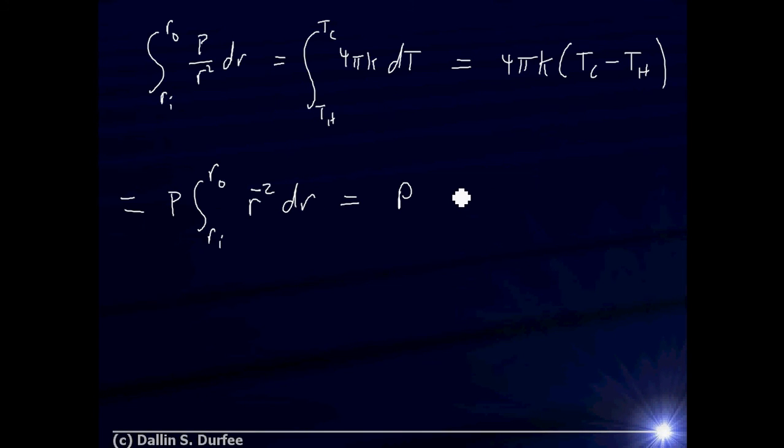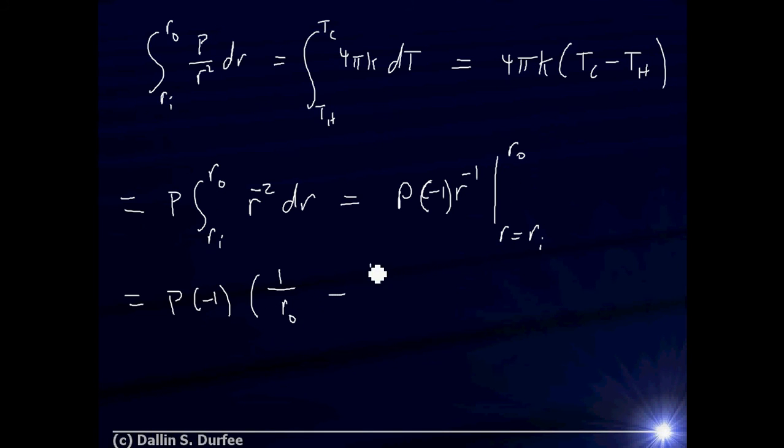And the way I integrate is I raise the power, right? So that's going to be r to the -1 times -1. And I check that by saying, what if I take the derivative? If I take the derivative, I multiply by a -1 and then lower the power. Okay, I do the derivative of that and I get my integrand, so I must have done the integral correctly, right? And then I evaluate that from r equals r inner to r outer. All right, so that's going to be equal to power times -1 times 1 over r outer minus 1 over r inner. Did I do that right?